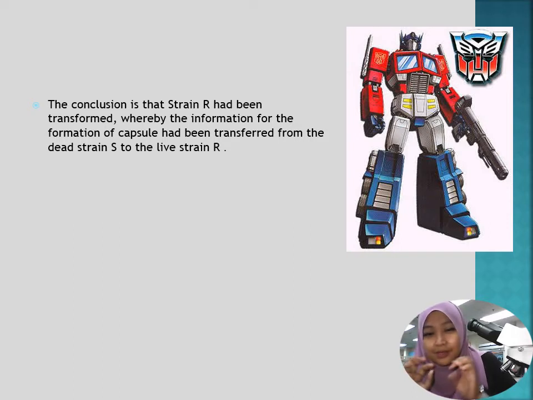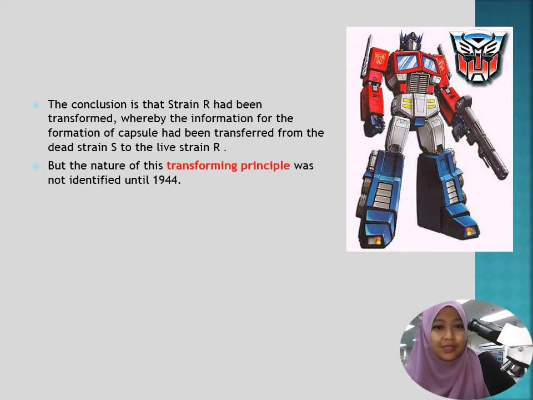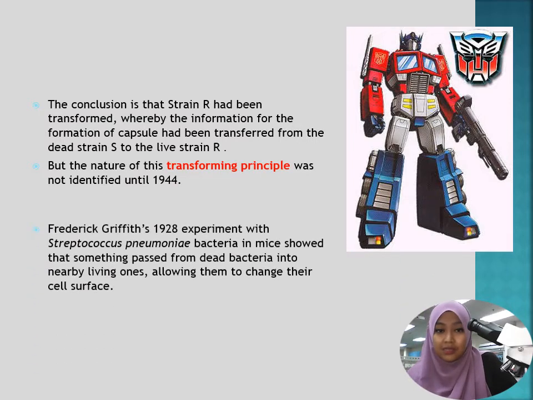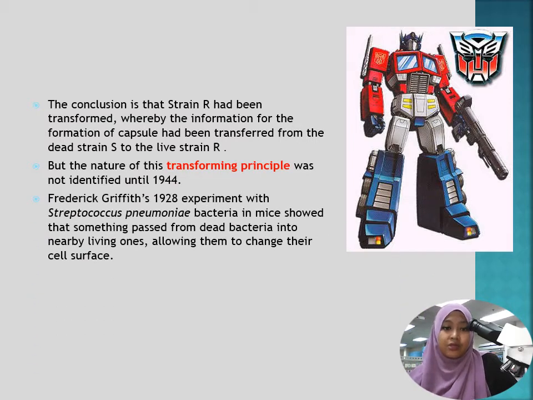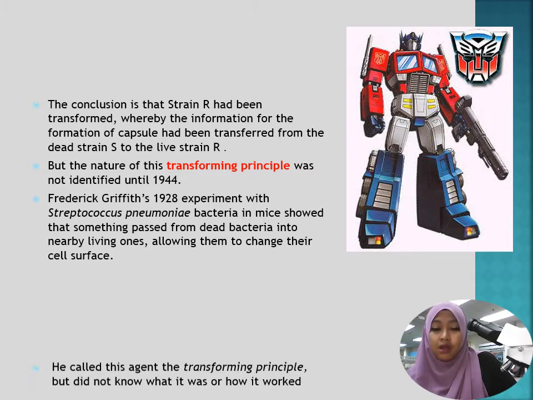It was something like a zombie effect. We call it a transforming principle, and its nature was not identified until 1944. So Griffith could not find what really happened, what was causing something to be transferred that made strain R change to strain S. The Streptococcus pneumoniae showed that something passed from the dead bacteria into a nearby cell, making it change its cell surface, changing from R to S.